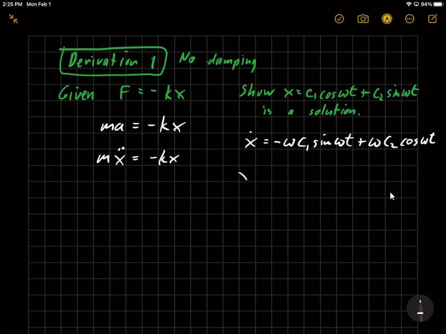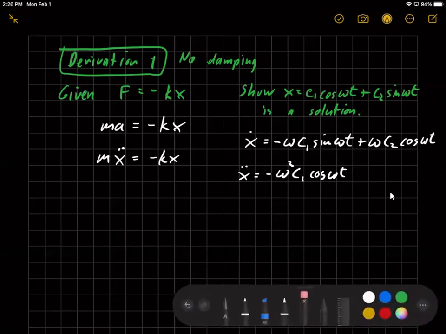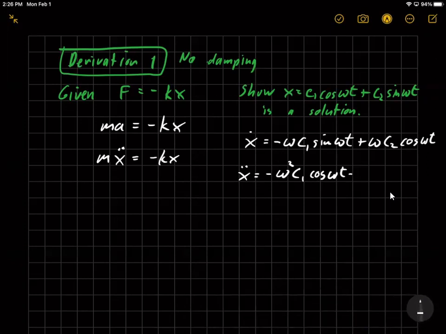Then we'll take a second derivative of this. Negative sine becomes negative cosine, but the chain rule gives me an extra factor of omega. Derivative of cosine is a negative sine, so we end up with minus omega c2 sine omega t. And the chain rule says we need to draw out another factor of omega.